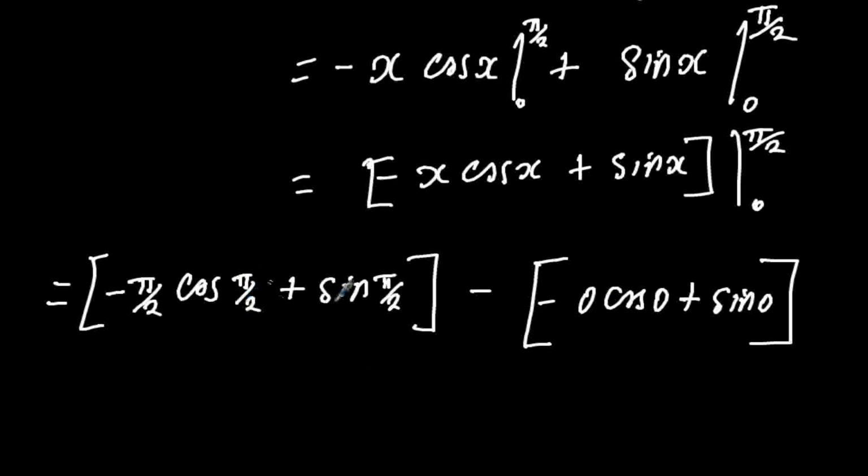Now we are left with only this part, where we know that cos of pi over 2 is also 0. So this is 0. And now we are having sine pi over 2. And sine pi over 2 is 1. So our final answer to that question is equal to 1.